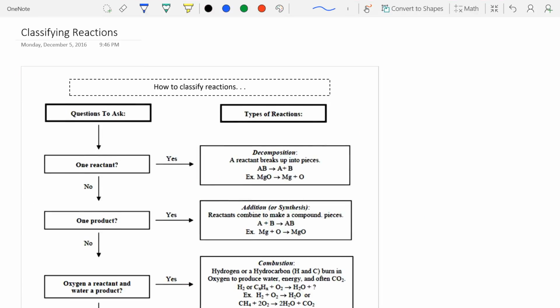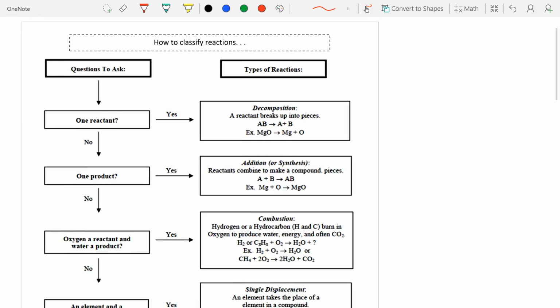Okay, you should all have in front of you this worksheet, which you received in class or printed off of eClass. We need to talk about how to classify reactions because there are different types. The first thing you need to ask yourself is: is there only one reactant? Remember, your reactants are on the left side of the equation and your products are on the right side. If the answer is yes, that means you have decomposition.